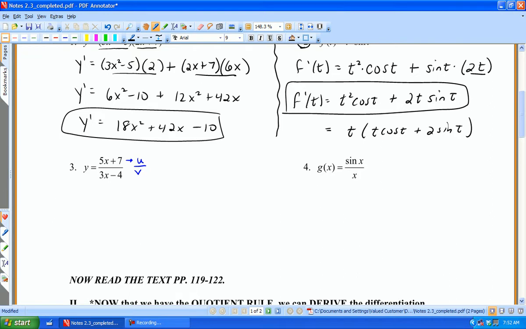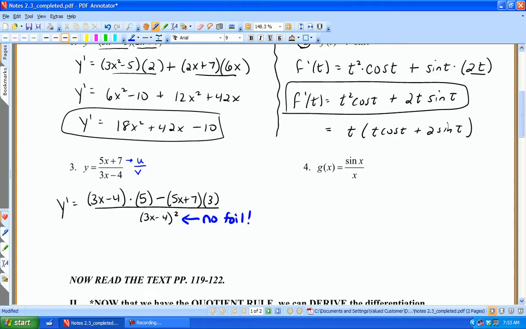So here's the solution. Y prime equals the denominator 3x minus 4 times the derivative of the numerator. Derivative of 5x plus 7 is 5. Minus the numerator, 5x plus 7, times the derivative of the denominator, 3. It's all over the denominator squared, 3x minus 4 squared. Now let me give you a hint. You don't need to FOIL this out. It's just fine the way it is.